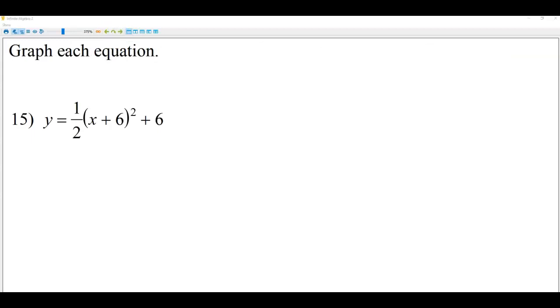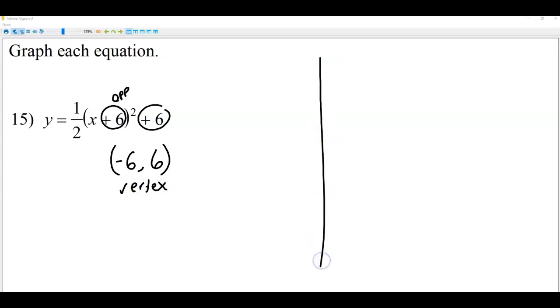Now we're going to go ahead and graph a quadratic equation that's in vertex form. If I take this number and put them together, not forgetting to do the opposite sign of this one, then I get the vertex of my quadratic function. So I'm going to have a vertex at -6, +6, which is right here.